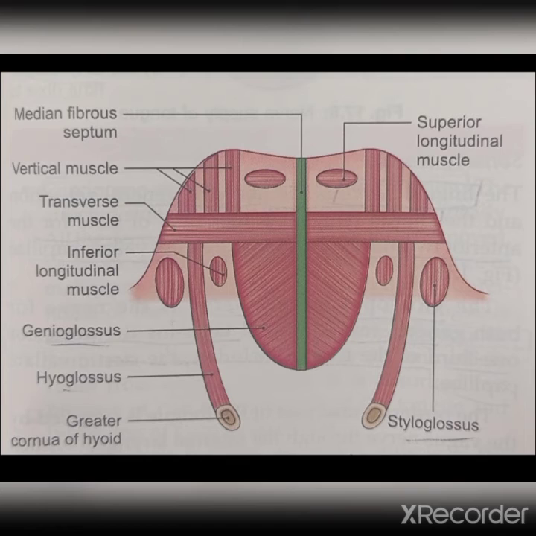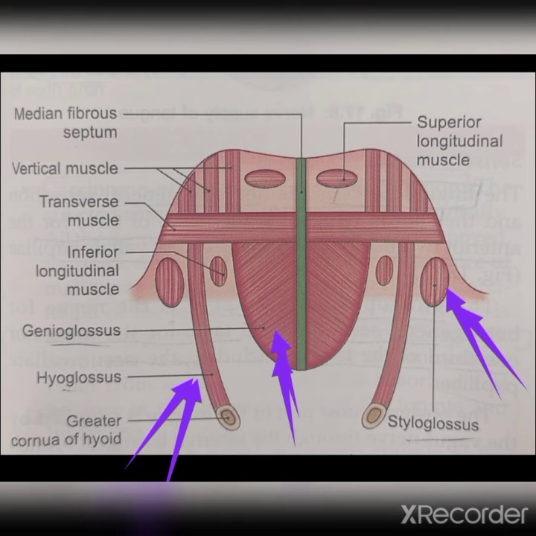Now, friends, talking about the extrinsic muscles of the tongue, they are also four in number, as you can see here in this diagram. The extrinsic muscles are Genioglossus, Hyoglossus, Styloglossus, and the other one is the Palatoglossus, which is not visible in this diagram. Friends, remember that the extrinsic muscles are connected with their respective parts. As you can see, the genioglossus connects the tongue with the mandible, the hyoglossus connects the tongue with the hyoid bone, and the styloglossus connects the tongue with the styloid process. And the palatoglossus, which is not seen here, connects the tongue with the palate.